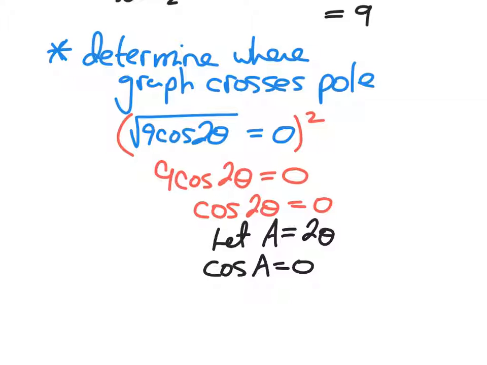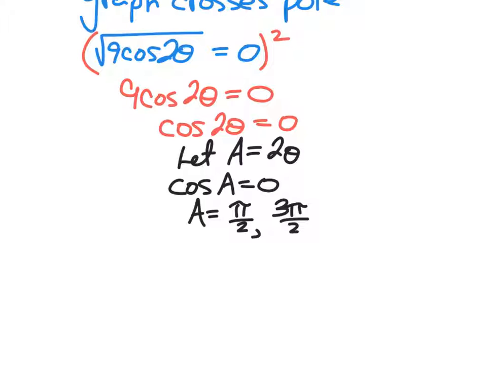And so we think in terms of the unit circle. That happens when a is equal to pi over 2 and 3 pi over 2. And a bunch more other possibilities, but we're just staying in that domain for now. And then once you figure out that piece of information, we replace the a with what it really is, the 2 theta.